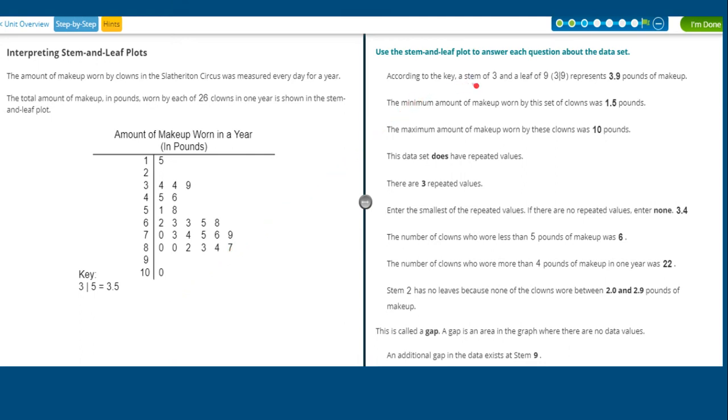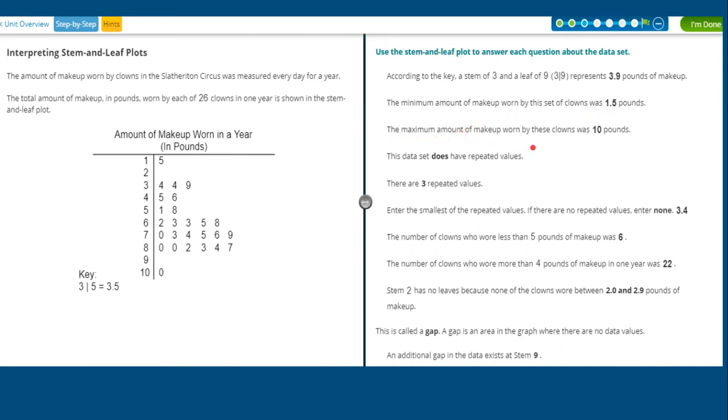So according to the key, a stem of 3 and a leaf of 9 is 3.9, which is not 39 pounds. There's no way somebody can wear 39 pounds of makeup. Just think about it, 39 pounds. But this is 3.9 pounds of makeup. So the minimum amount of makeup worn would be here. That is not 5 and that is not 15. That is the number of what? 1.5, because all of these values are decimals. So you should have typed 1.5 there in Mathia.